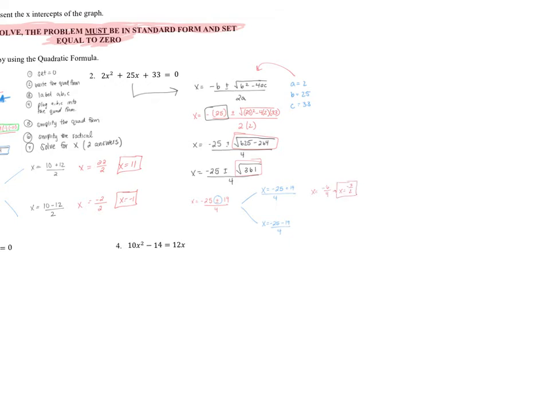And that will be answer 1. Now we'll simplify on the bottom as well. Negative 25 minus 19 is negative 44 all over 4, and that simplifies to negative 11, and that is your second answer. So that's how you complete number 2. If you need to pause and go back, go ahead and do so, okay?